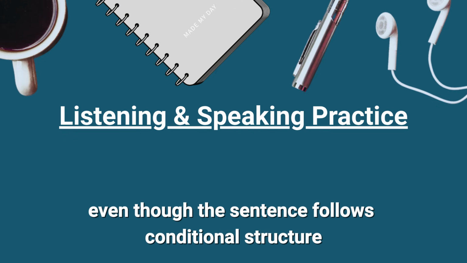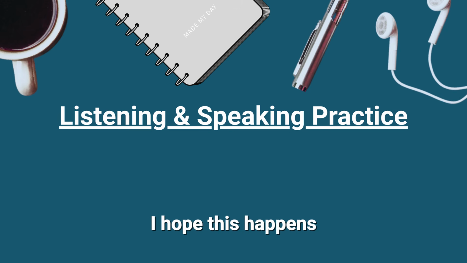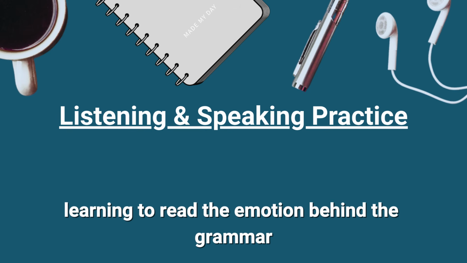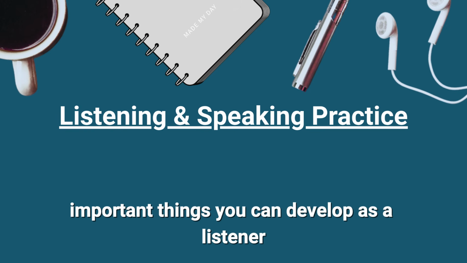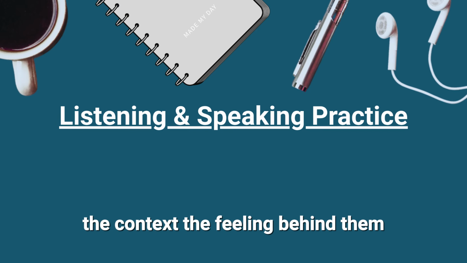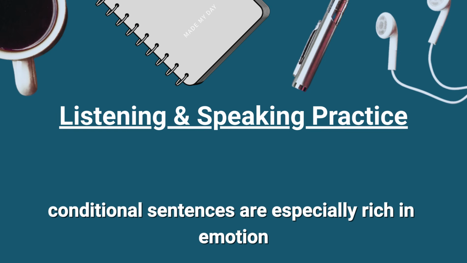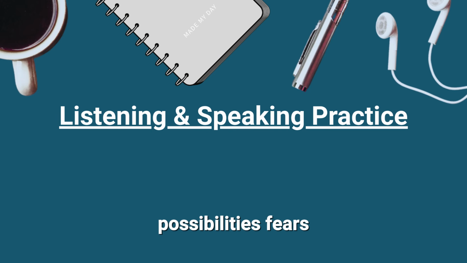Even though the sentence follows conditional structure, the emotional message is more like, "I hope this happens," rather than, "Let me describe an imaginary situation." Learning to read the emotion behind the grammar is one of the most important things you can develop as a listener. Words are just words until you hear the tone, the context, the feeling behind them. And conditional sentences are especially rich in emotion because they're almost always about choices, possibilities, fears, hopes, and regrets.